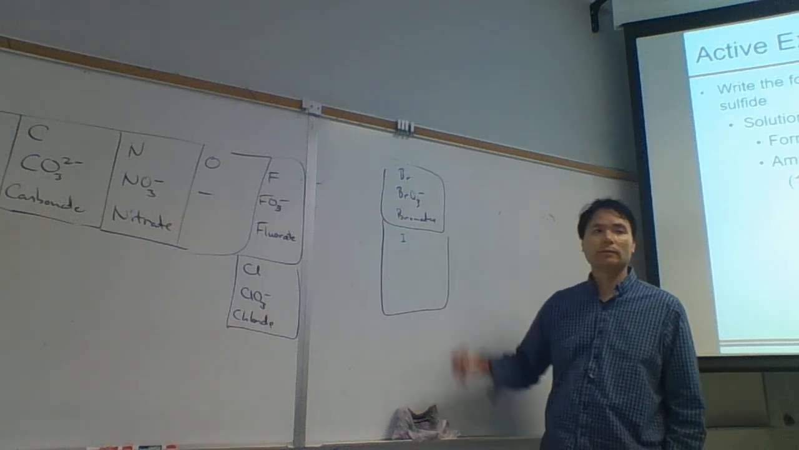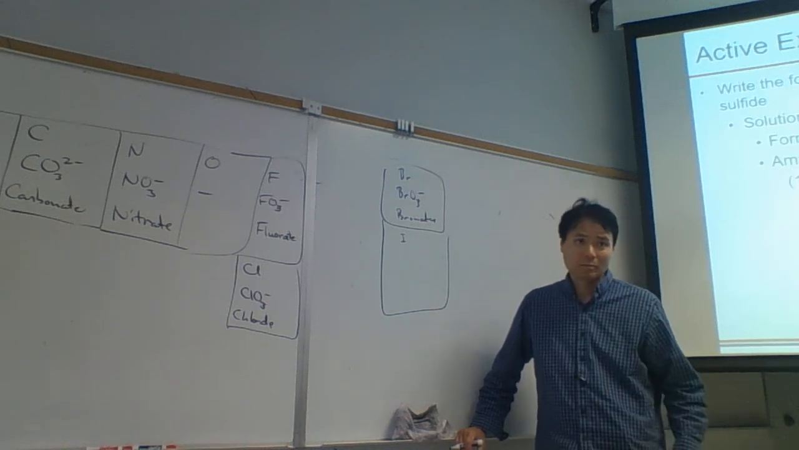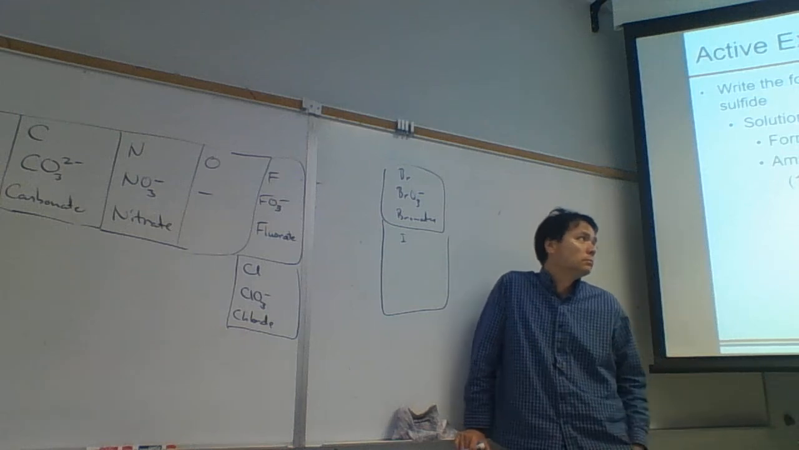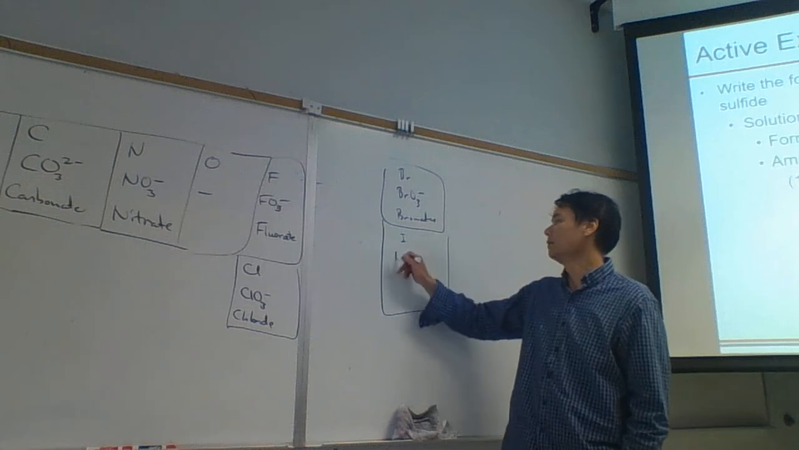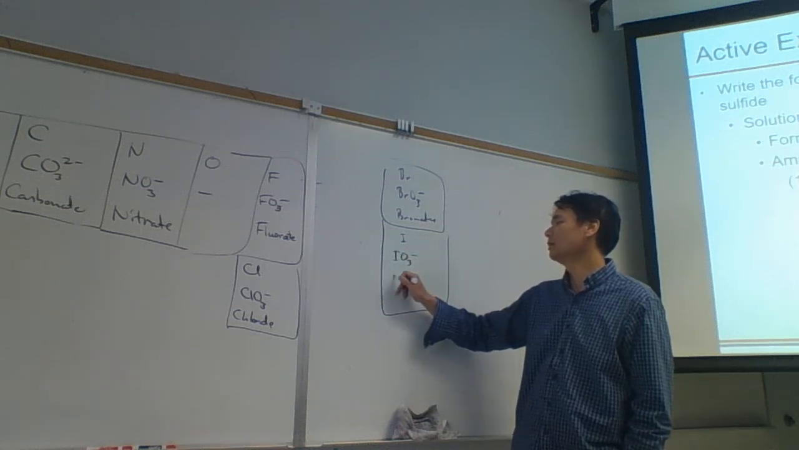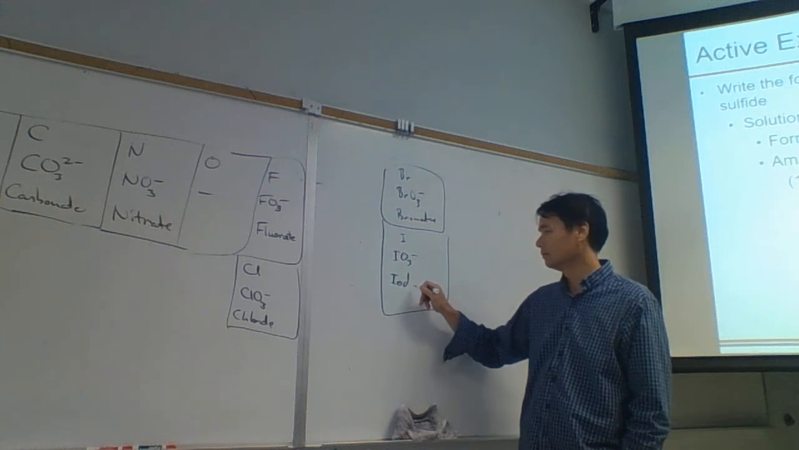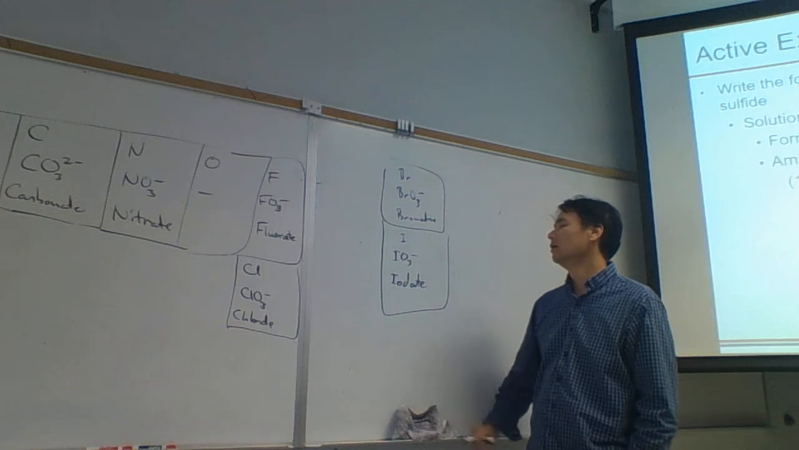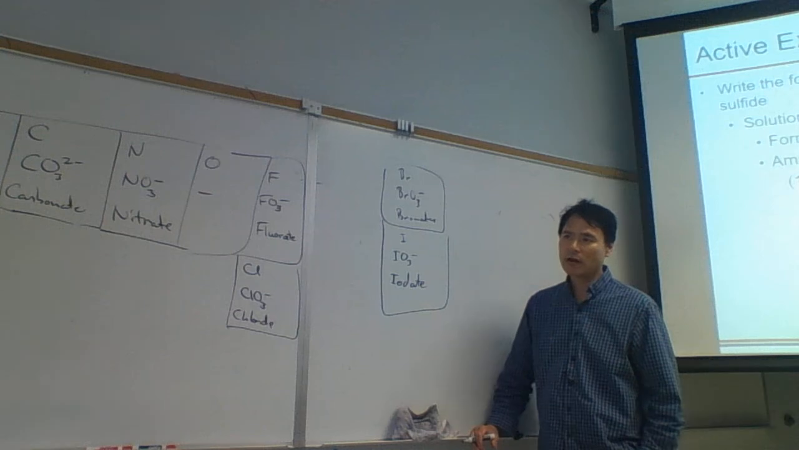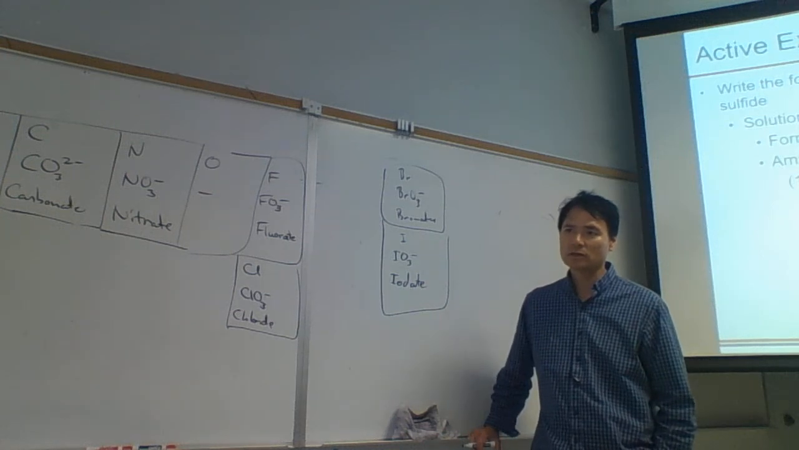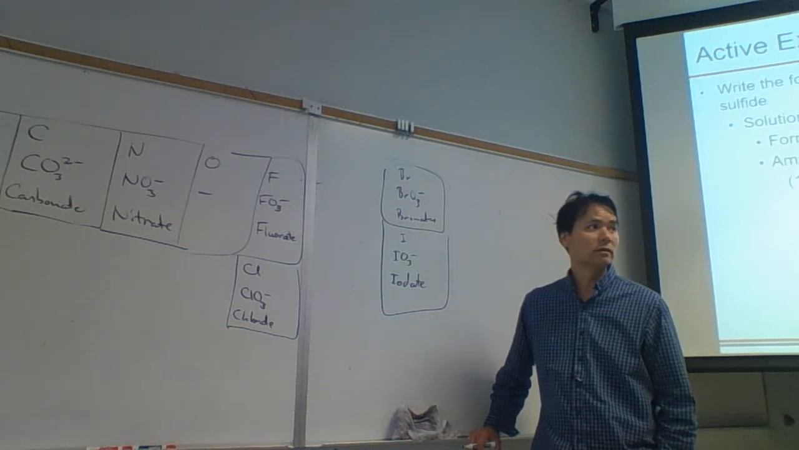Next one is I. What would it be? Okay, it would be IO3 negative, and we'd call it iodate, yes. That's iodate. See? So it's nicer to be able to figure things out rather than having to write flashcards for this. If you know this pattern, how many flashcards could you save? A lot.